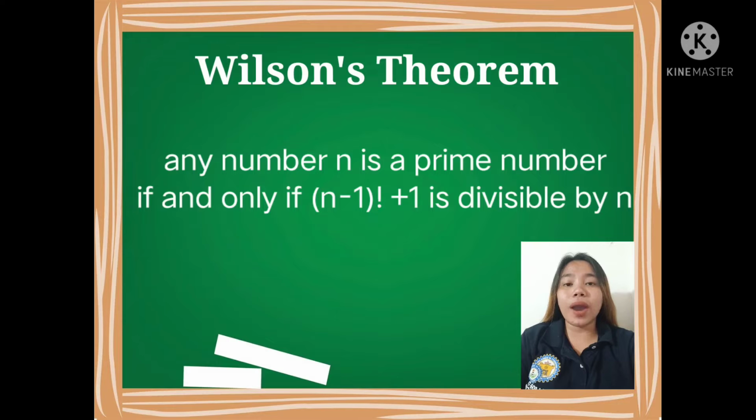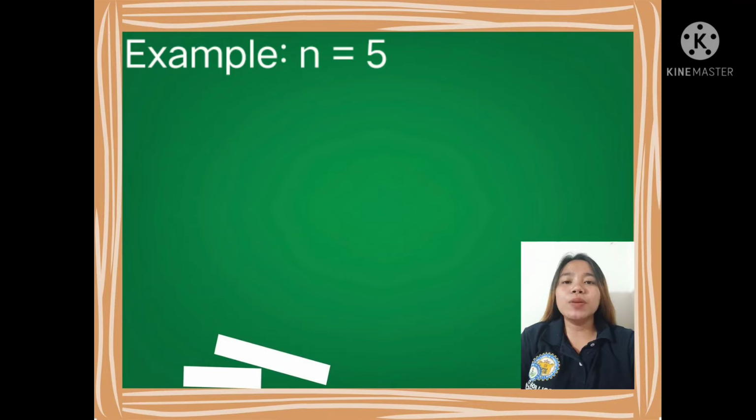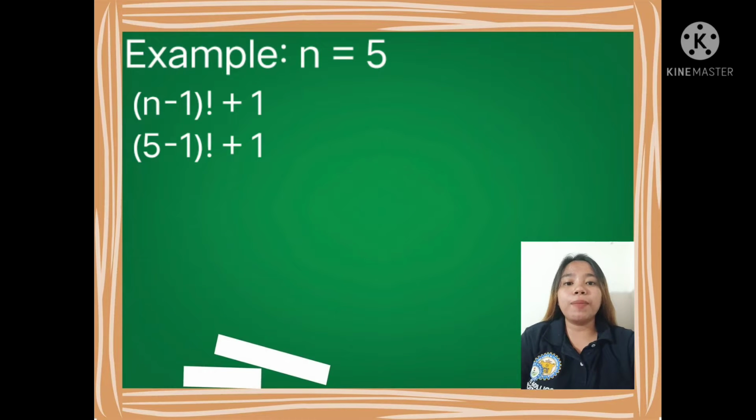Again, as I have said a while ago, Wilson's theorem says that any number n is a prime number if and only if the quantity of (n minus 1) factorial plus 1 is divisible by n. For you to better understand it, let's have an example. Suppose that n is equal to 5. Using the formula, the quantity of (n minus 1) factorial plus 1, substitute the given value of n. So we'll have the quantity of (5 minus 1) factorial plus 1.